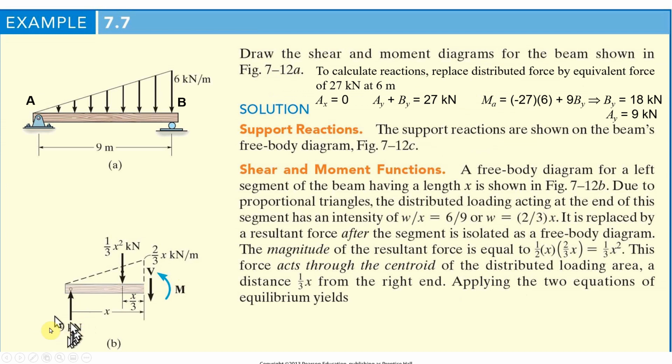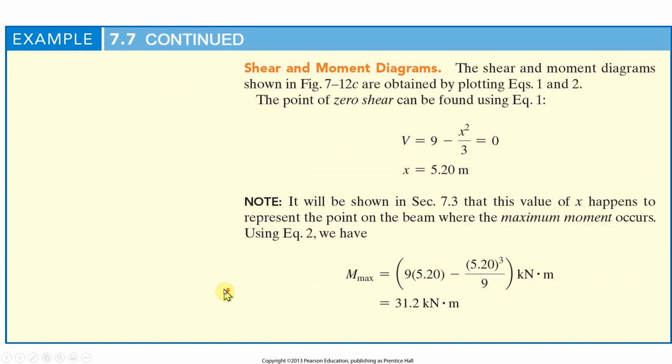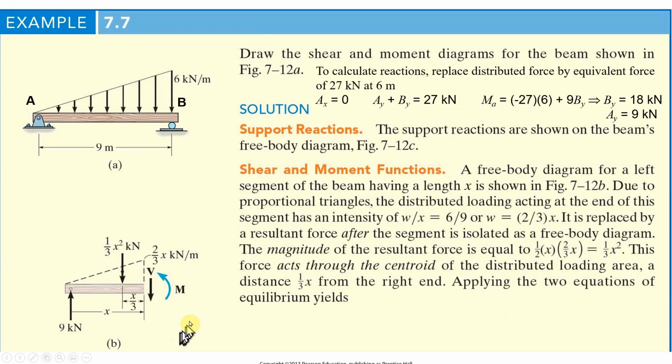It starts out positive 9 kilonewtons. Then it goes down and it crosses. And at the very end, it's going to go back to 0. Okay. Later on, we're going to see, well, in just a second, we're going to see this is where the maximum moment also occurs. So we get a maximum moment at this 5.2 meter value. Let's take a look at the moment equation, though.